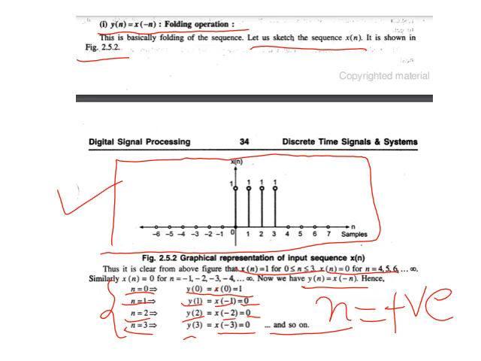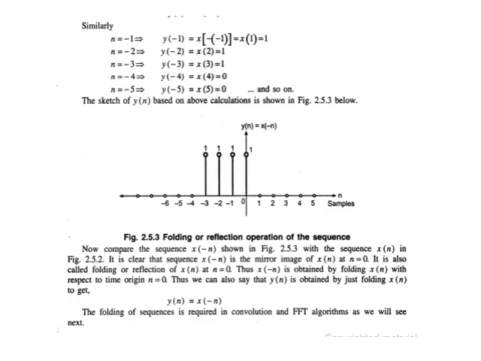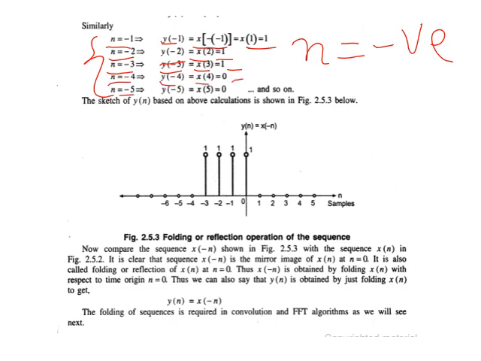Now when n is negative, what will happen? See here, when n is negative, so for n equals minus 1, y of minus 1, x of minus will become plus. So what was the value of x of 1? That is 1. Similarly, n equals minus 2, y of minus 2, x of 2 is 1. Minus 3, y of minus 3, x of 3 is 1, because minus minus becomes plus. N equals minus 4, y of minus 4, x of 4 equals 0. N equals minus 5, y of minus 5, x of 5 is 0.